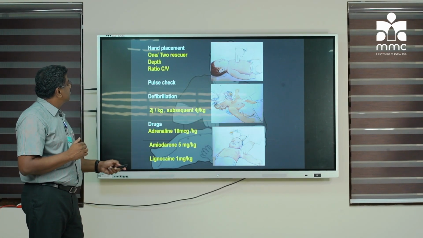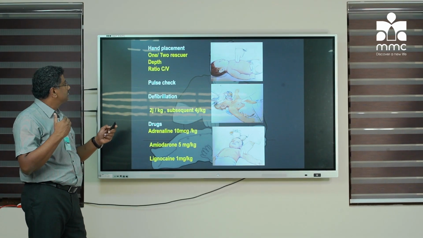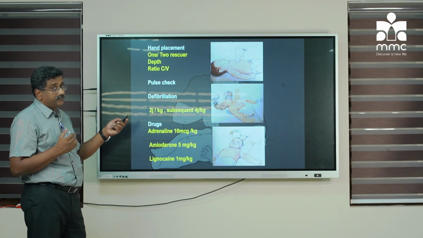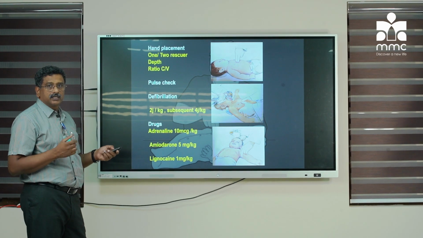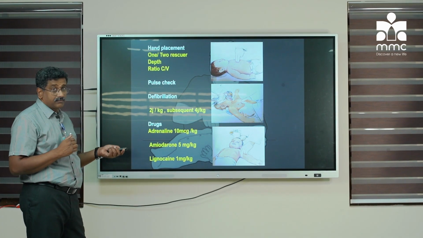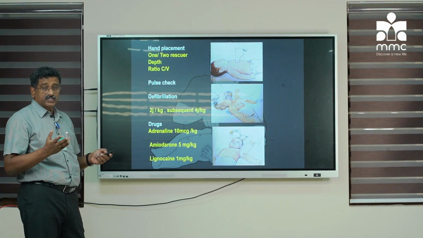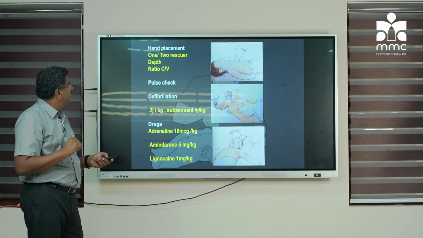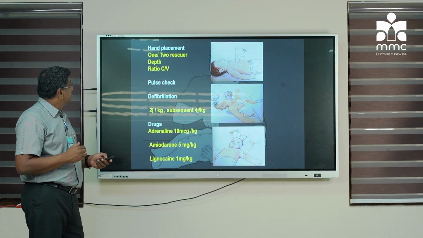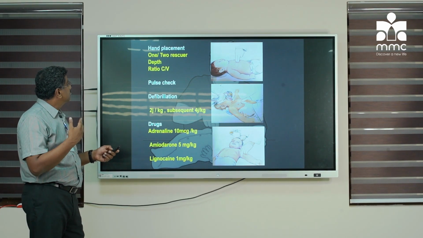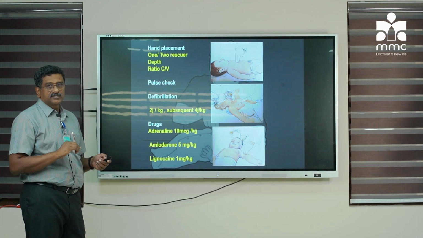Now this is, in a nutshell, what I have written in the changes. Hand placement: in an infant, it is 2 finger technique or 2 thumb encircling hands technique, and the brachial pulse has to be palpated in the infant. Now for 1 and 2 rescuers, when there are 2 rescuers, it is 15:2 for ventilation. The depth is one third the anterior posterior diameter of the chest. The ratio of ventilation to compression when there are 2 rescuers is 15:2.